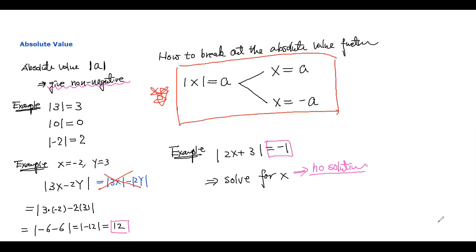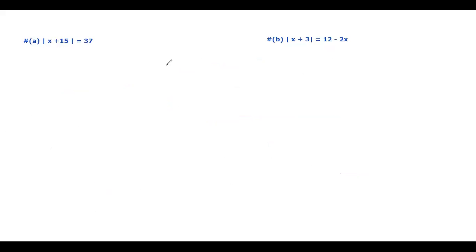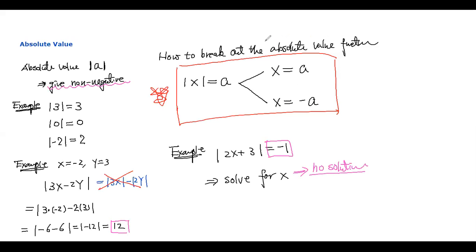Okay, ready? Let's do some problems to get you familiar with this. Here is the first one: the absolute value of x plus 15 equal to 37. In order to solve for x, remember, we break the absolute value. We always need to do two parts. So x plus 15 is just equal to 37. Then the next one, whatever is inside the absolute value will be equal to the negative value. This is a, and this is negative a.